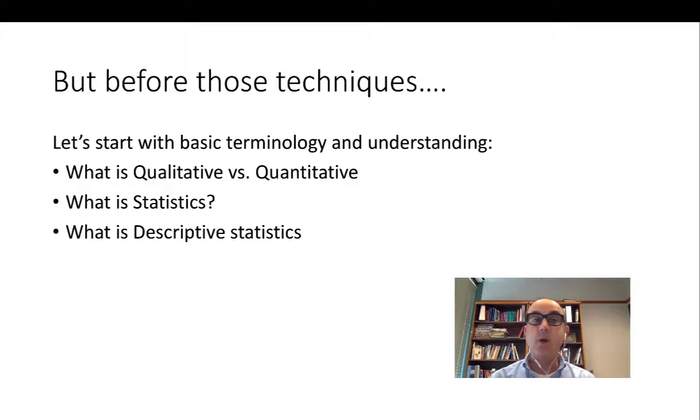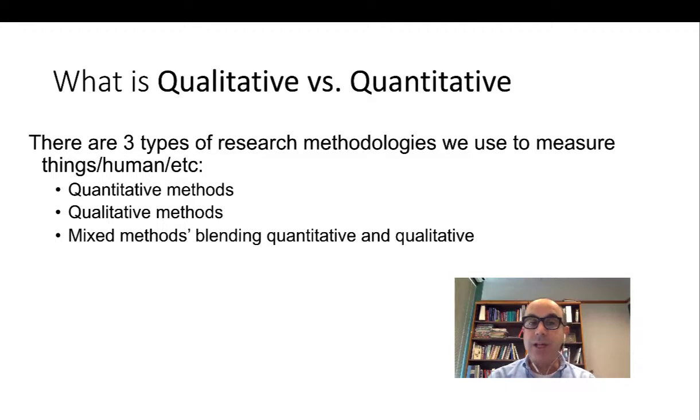I will talk about qualitative and quantitative, and about statistics, specifically today descriptive statistics. There are three types of research methodology. Research methodology is the idea of how we collect data. There are three methodologies, usually in social science, that are considered scientific methodology for finding new knowledge. And the idea is, how do we do that?